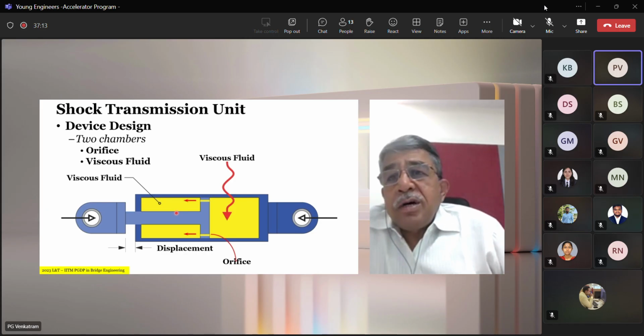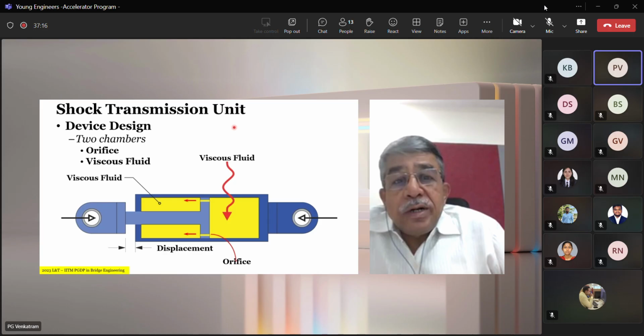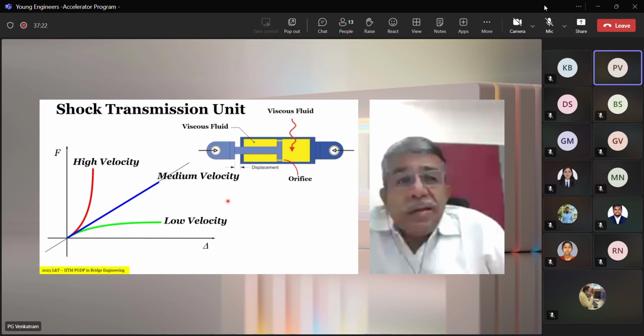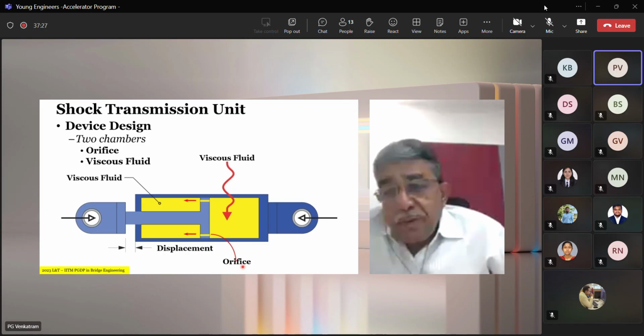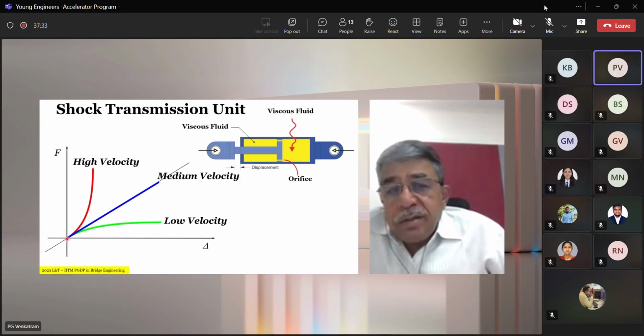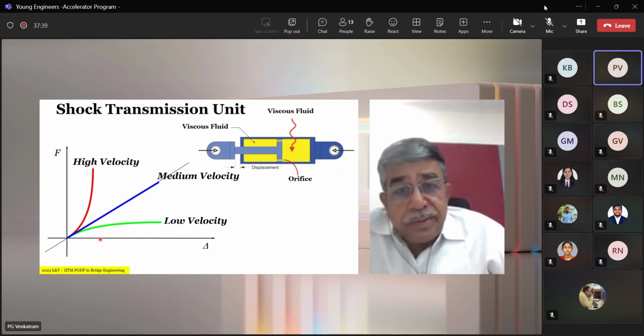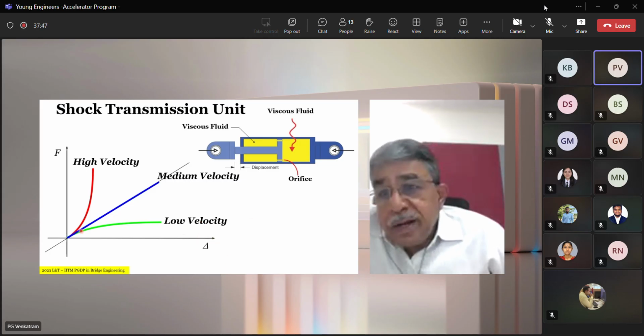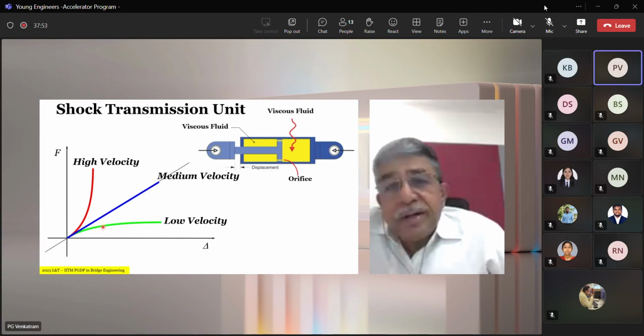OK, this is how a shock transmission unit actually works. If you want to look at the force versus displacement graph, that means if I apply a force versus displacement, if it is a low velocity, the force doesn't increase beyond one small value for whatever the displacement. If the velocity associated with the displacement is low, then this will be the graph. What does this mean? As the displacement increases, the force goes up to a certain point and steadies.